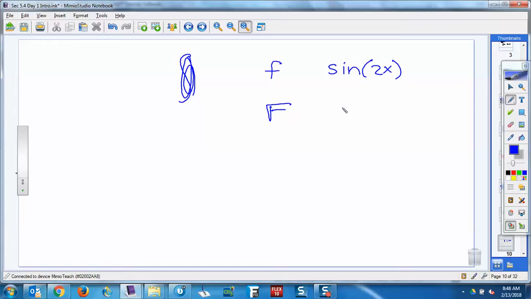What's it going to be? Negative cosine. Inside always stays the same. But isn't there going to have to be a 1/2 out there? And what if you forgot the negative? Well, you would just check it.